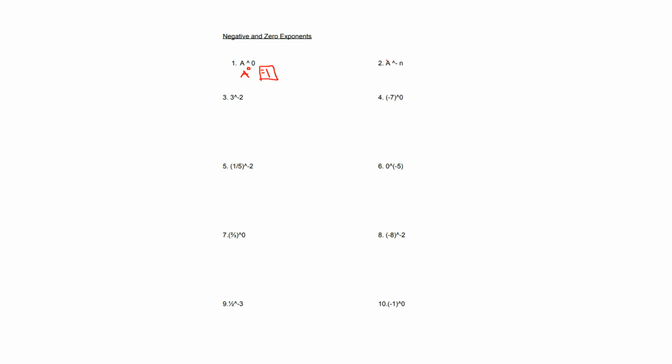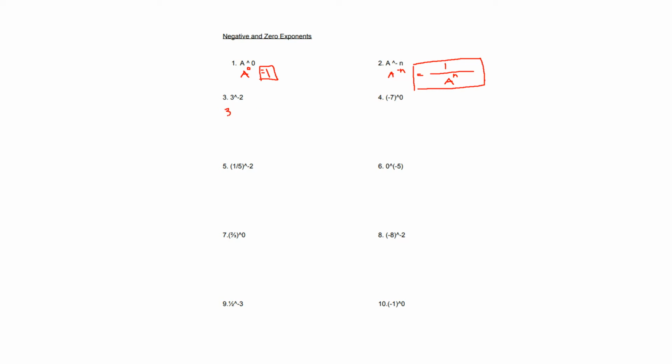Number two, a to the power of negative n. When you have a negative exponent, you're basically simplifying this by getting the reciprocal. So a to the power of negative n, the reciprocal of this is just 1 over a to the power of n, and you get rid of the negative. So to get rid of this negative, just take the reciprocal. So this is how you simplify it: 1 over a to the power of n.